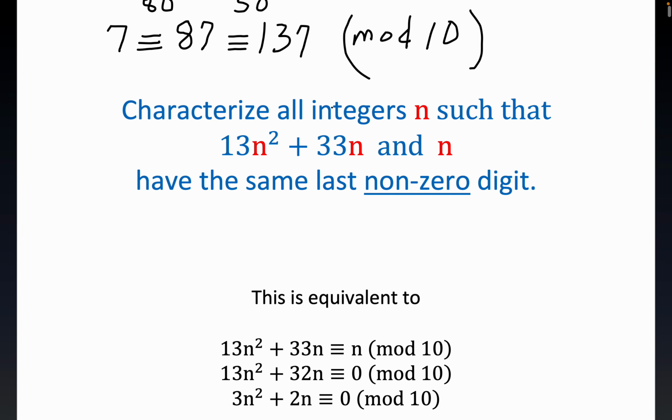We want to find all the integers, and "characterize" is kind of vague. You'll see what I mean when we get started here. But we want to find all the integers n such that n and 13n squared plus 33n have the same last non-zero digit. Now notice that if n's any power of 10, it's automatically going to happen, right? If n is, say, 100, then the last digit would be 0, and then of course 13 times 100 squared plus 33n would have a last digit equal to 0. So we're going to forget about the 0 last digit and just focus on the non-zero digits.